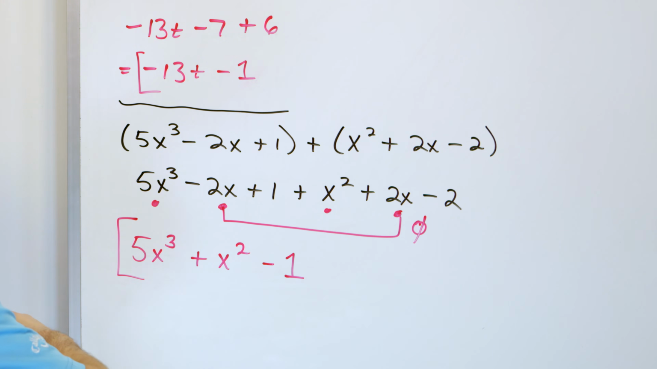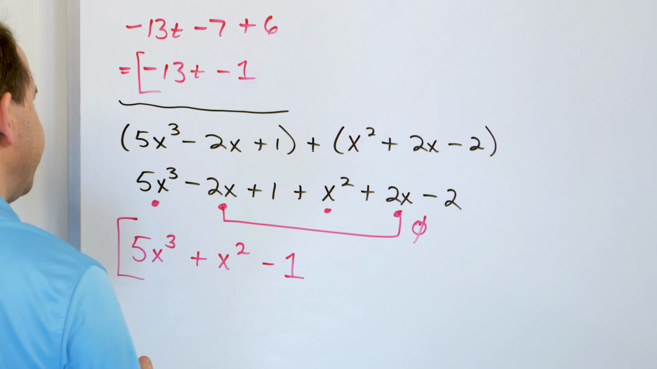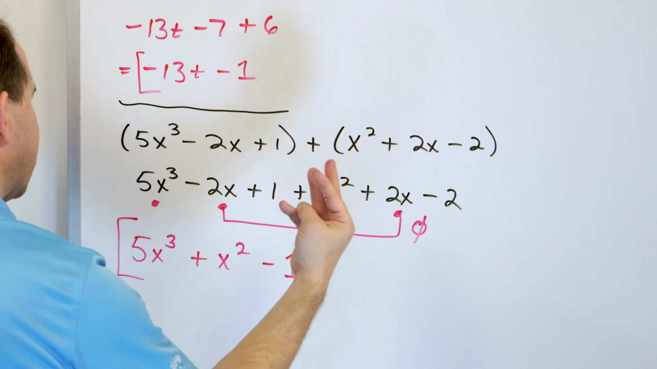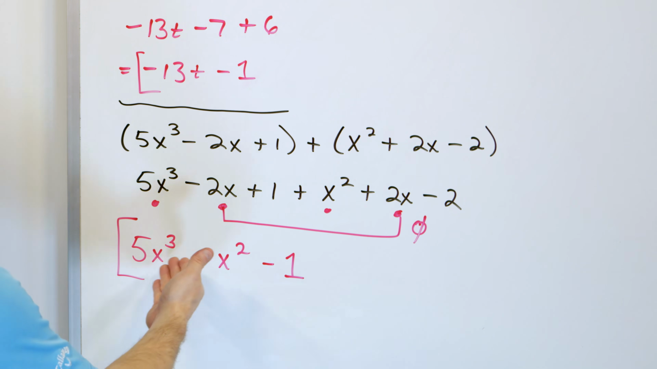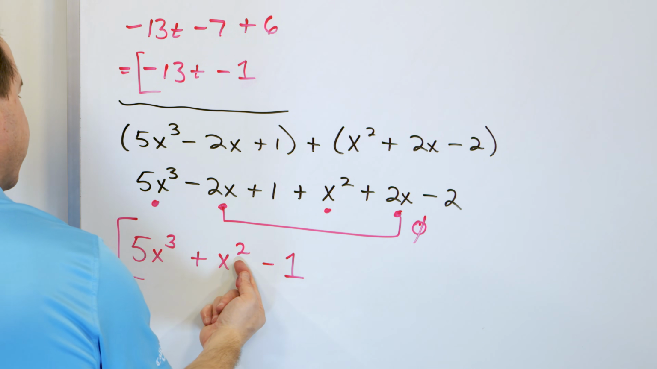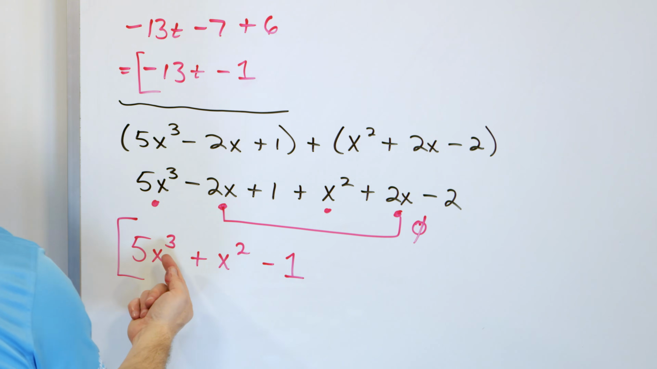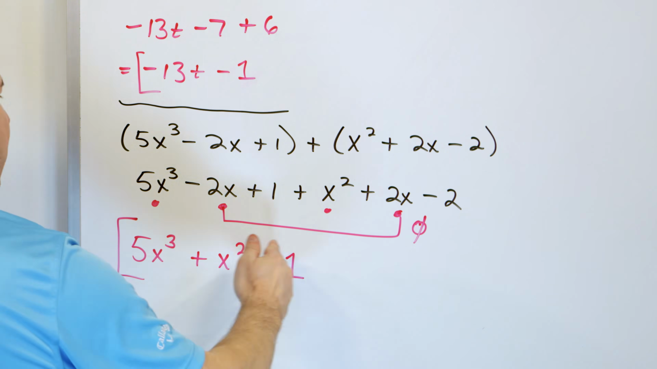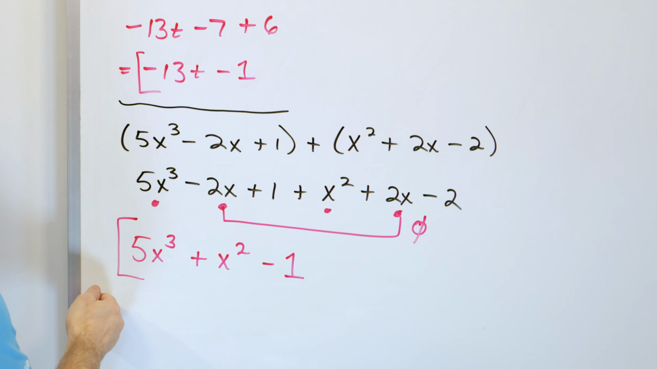And again, as a bonus question, what type of polynomial is this? It's got 1, 2, 3 terms, so we call it a trinomial. And what is the degree of this polynomial? Well, the degree of this term is 0. The degree of this term is 2. The degree of this term is 3. So the degree of the whole thing is 3, the largest degree of everything listed.